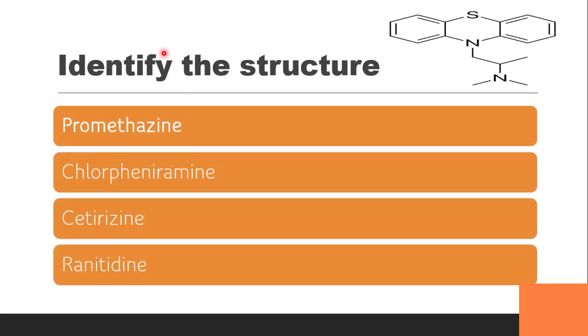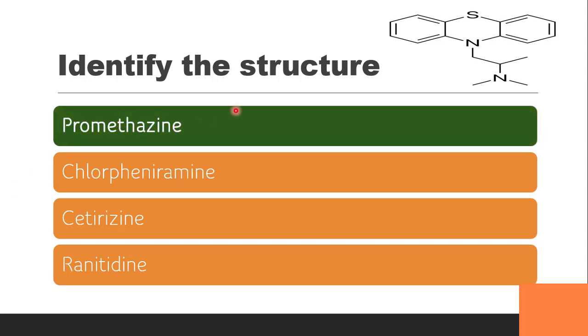Next question is, identify the structure. Now in the given structure, the heterocycle is phenothiazine. The options are promethazine, chlorpheniramine, cetirizine, or ranitidine. The correct answer is promethazine, because promethazine contains phenothiazine heterocycle in it.